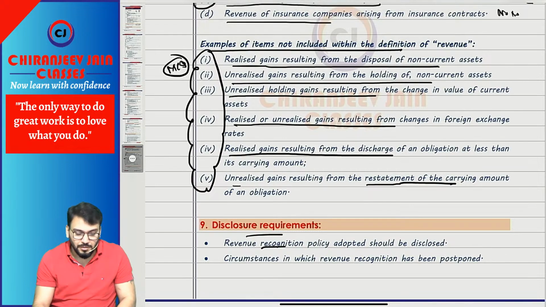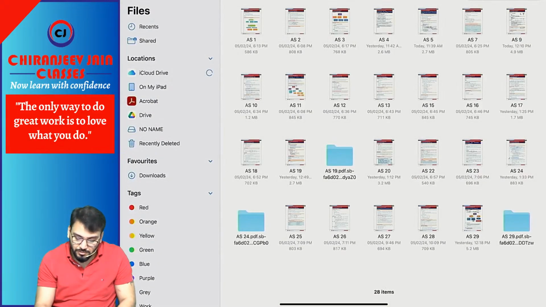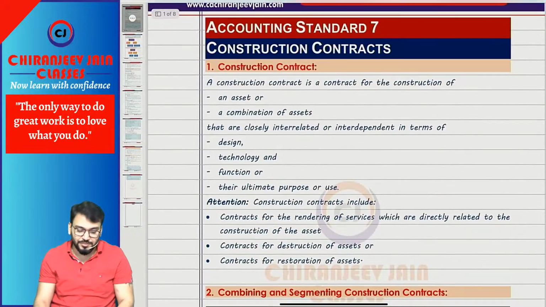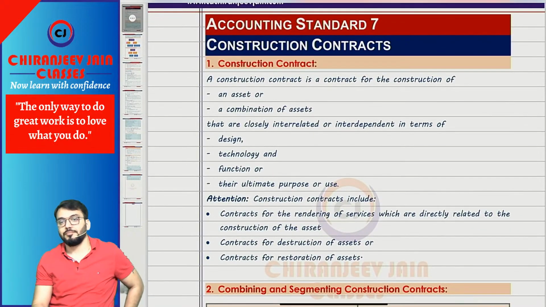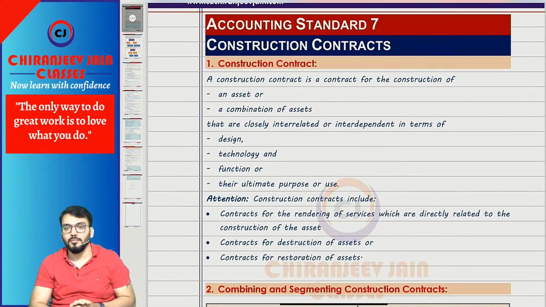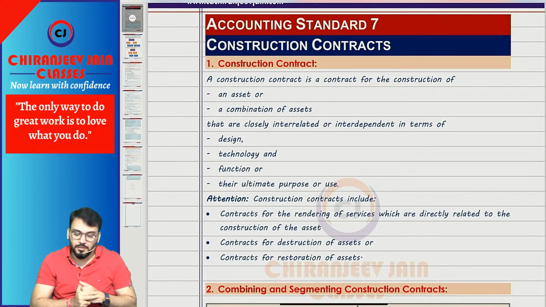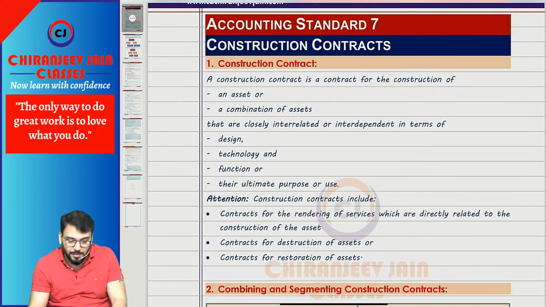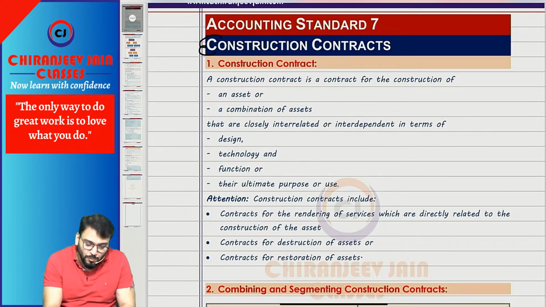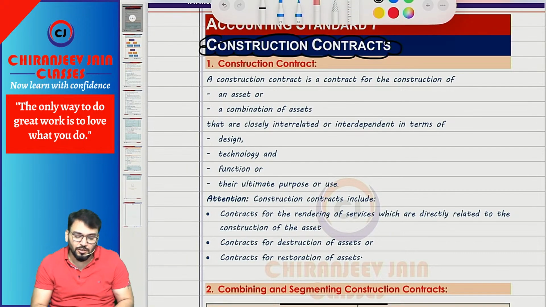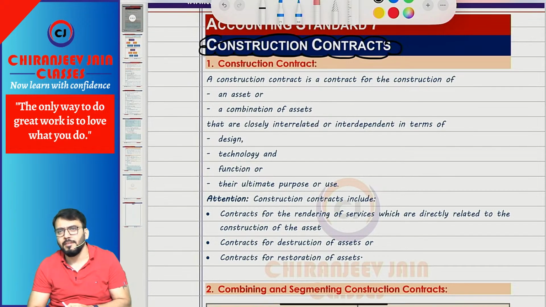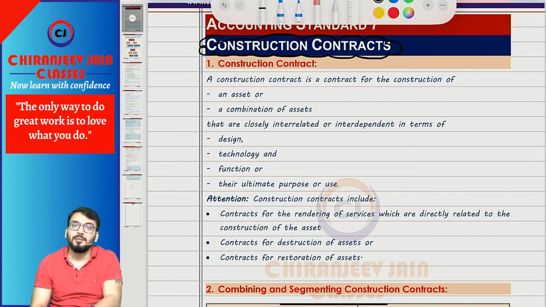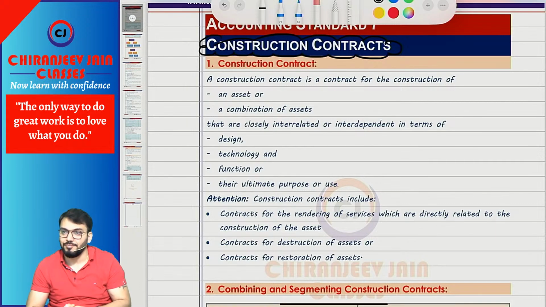Understood? Can we come to one more AS? AS7. AS7 is for what? Construction contract. So any revenue from construction contract is covered in AS7, it is not covered in AS9.